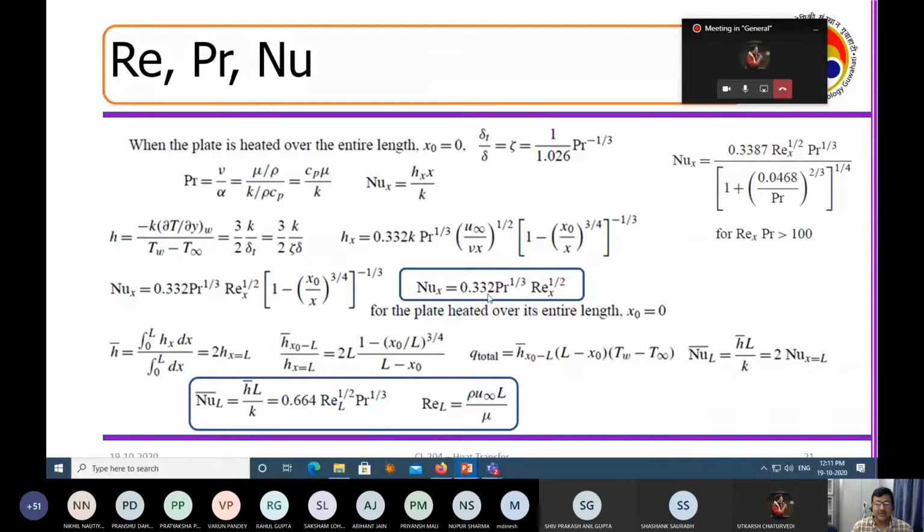you can correlate with what? With the Prandtl number and the Reynolds number. So one can very physically see this. How is it happening? You know, Prandtl number means what? How the temperature is diffusing in that direction. Reynolds number means what? How much it is convecting. So Nusselt number is a kind of balance between the Prandtl number and Reynolds number.